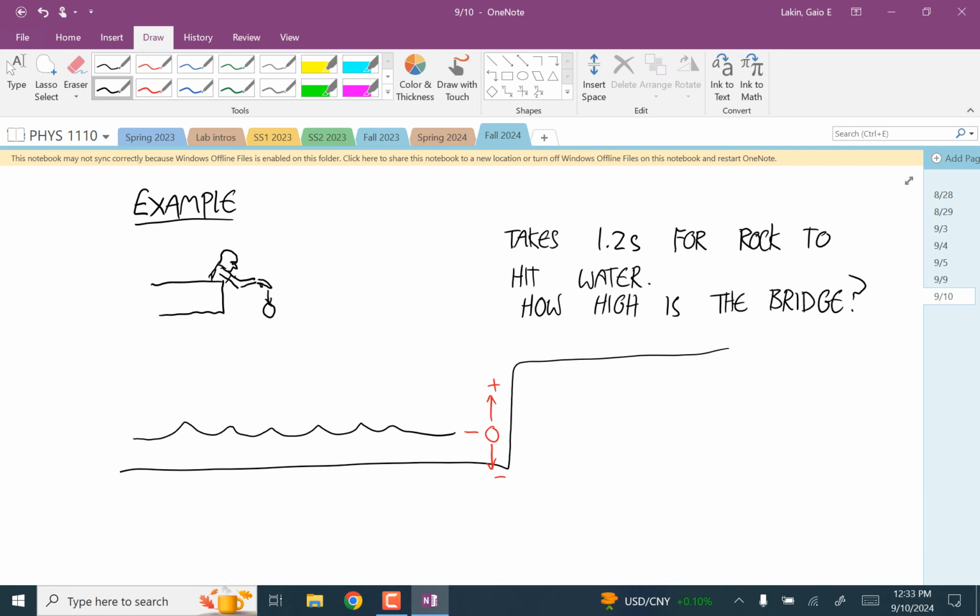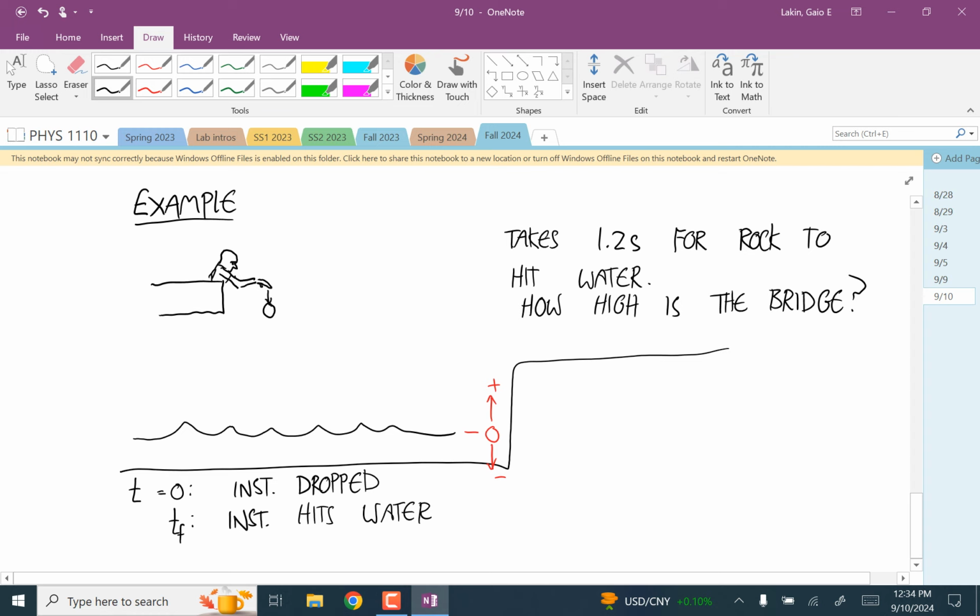And now we have to choose the 2 instants where we're going to turn the stopwatch on and off. So what's the instant that we're going to turn the stopwatch on? When it leaves our phone. Yep, that's right. So at the instant that it's dropped, we're going to start the stopwatch. And what's the instant time final when we turn the stopwatch off? When it hits the water. Yep, the instant that it hits the water. And so now we've chosen all 4 of those things.